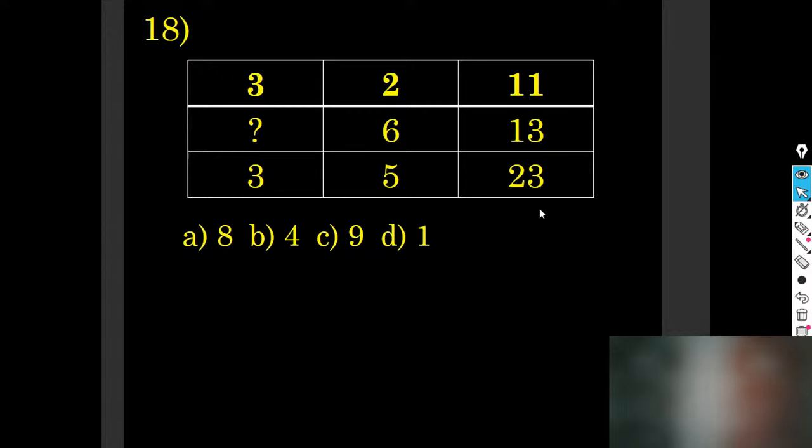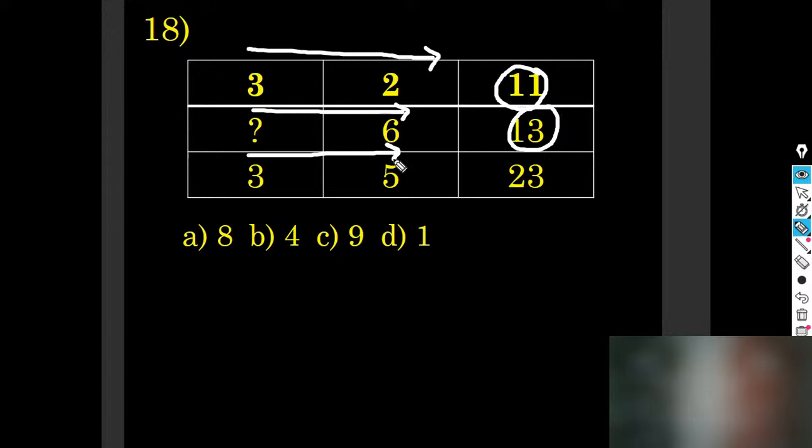Okay, next one. Again, you should check row wise here because 11 is the greatest number. We have 3 and 2. Next, question mark and 6 we have 13. Next one, 3 and 5 we have 23.